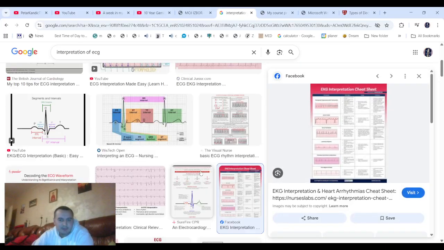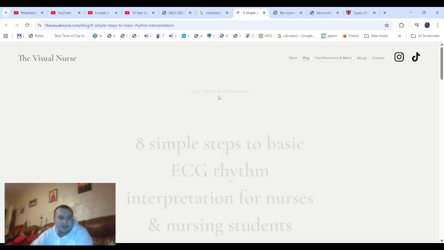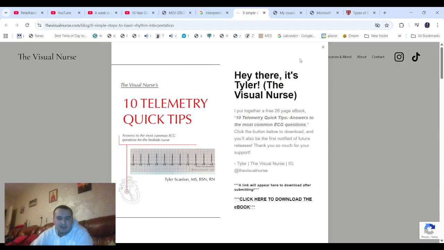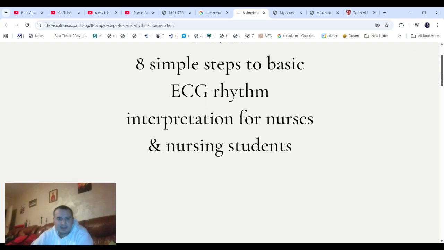See, make this more clear, because even after reading this much, it probably doesn't seem as easy to understand. Elementary quick tips. The Visual Nurse. 8 steps to basic ECG rhythm.